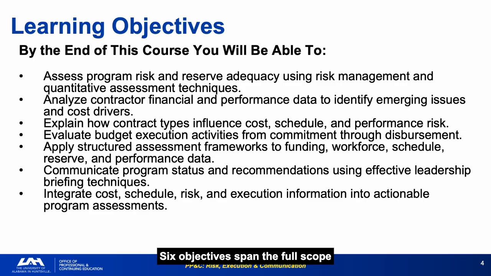6 objectives span the full scope of execution phase PP and C. Reading contractor costs, understanding contract risk, managing the budget cycle, applying a checklist, communicating the story, and working on a realistic scenario. Notice that the first 2 objectives are about reading what the contractor tells you, because on most programs, 80% or more of the cost lives outside the government's own walls.